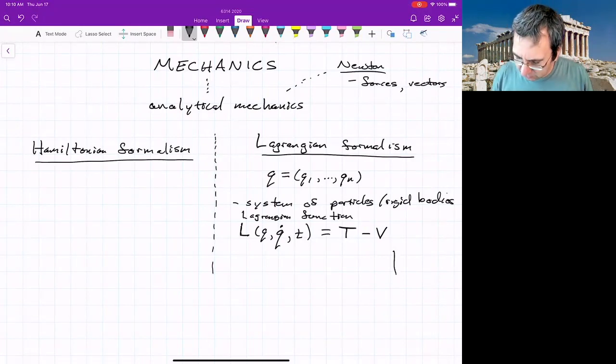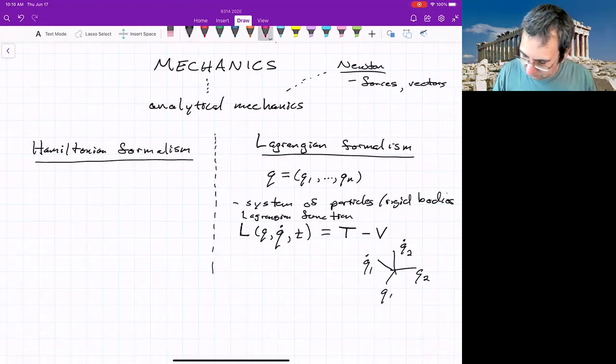And you view the system as evolving in the space of Qs and Q dots. So here, if n equals two, then I'd have Q1, Q2, Q1 dot, Q2 dot. And you can't really plot a four-dimensional space. But if you start with some initial condition like this dot, then you follow it forward. How does this thing evolve under Lagrange's equations?